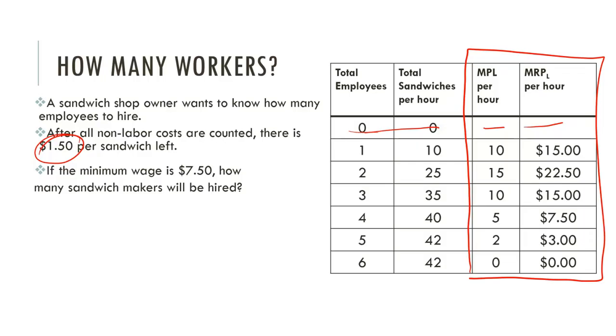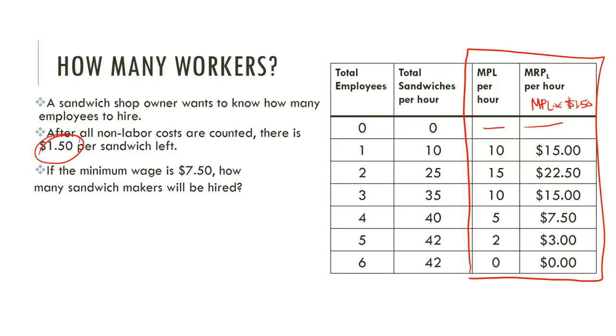If we have 1 employee, they can make 10 sandwiches per hour by themselves. So their marginal product of labor is 10. And then that marginal revenue product is going to be 10, so the MPL times whatever dollar value. In this case, it's going to be times $1.50. So that first worker is basically generating $15 of extra value per hour.